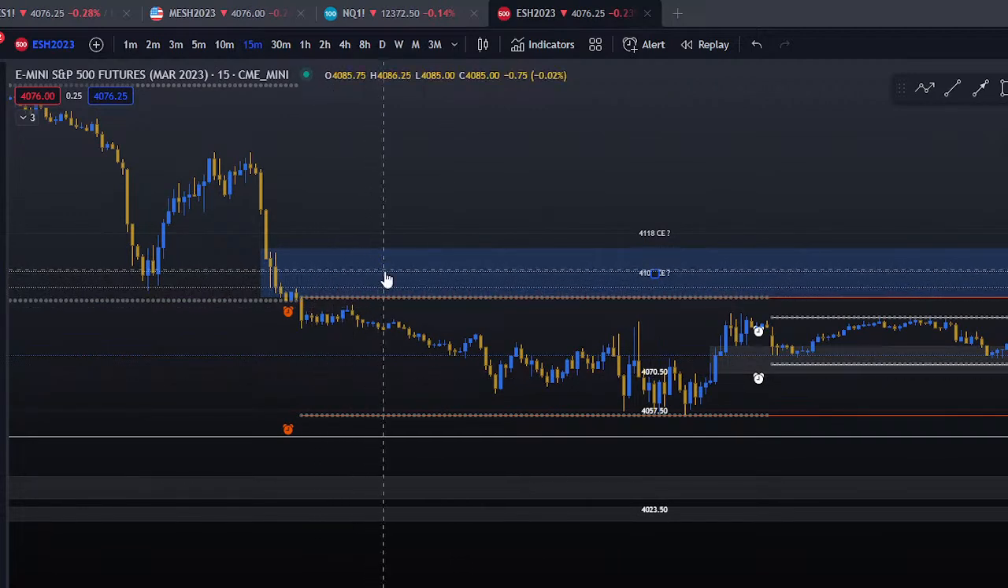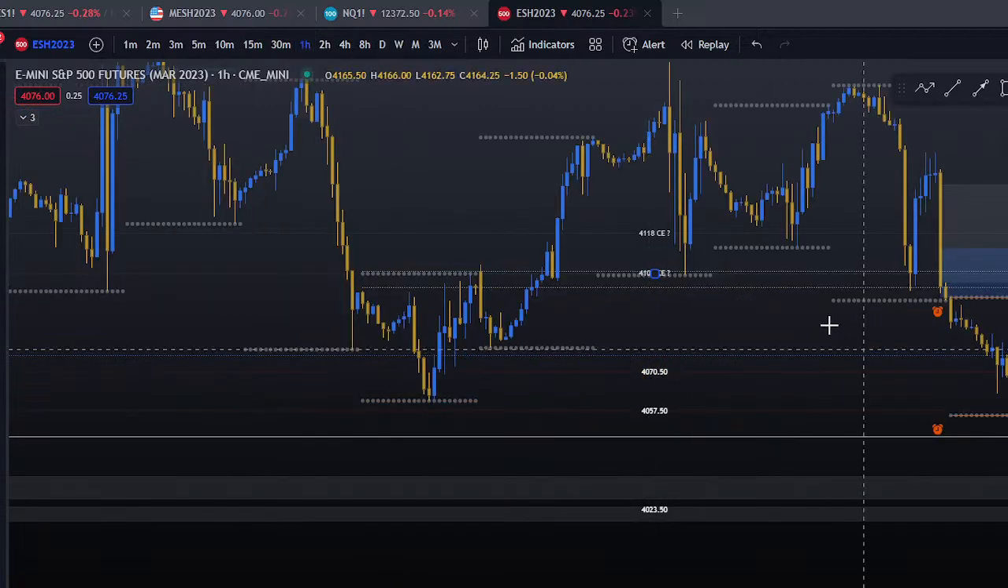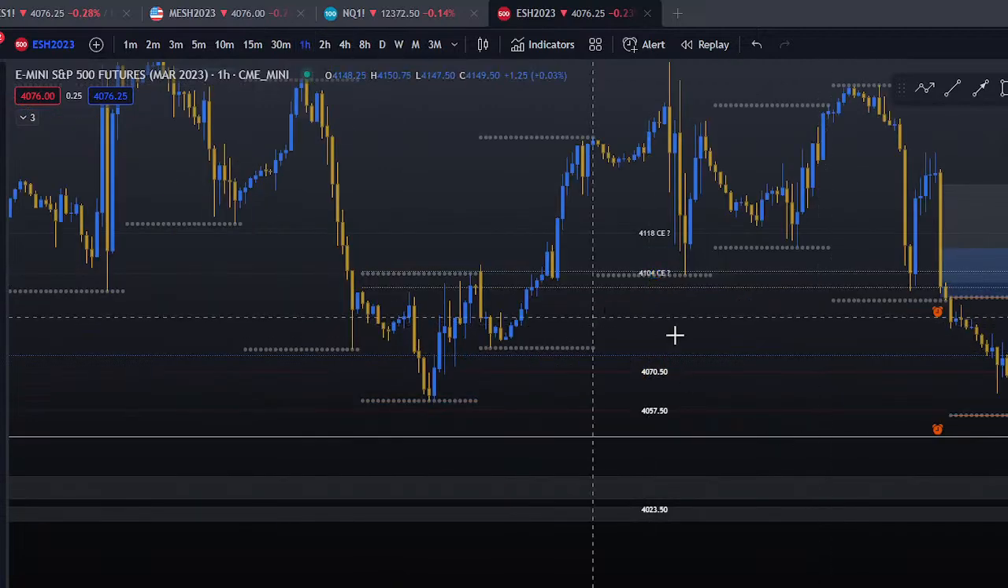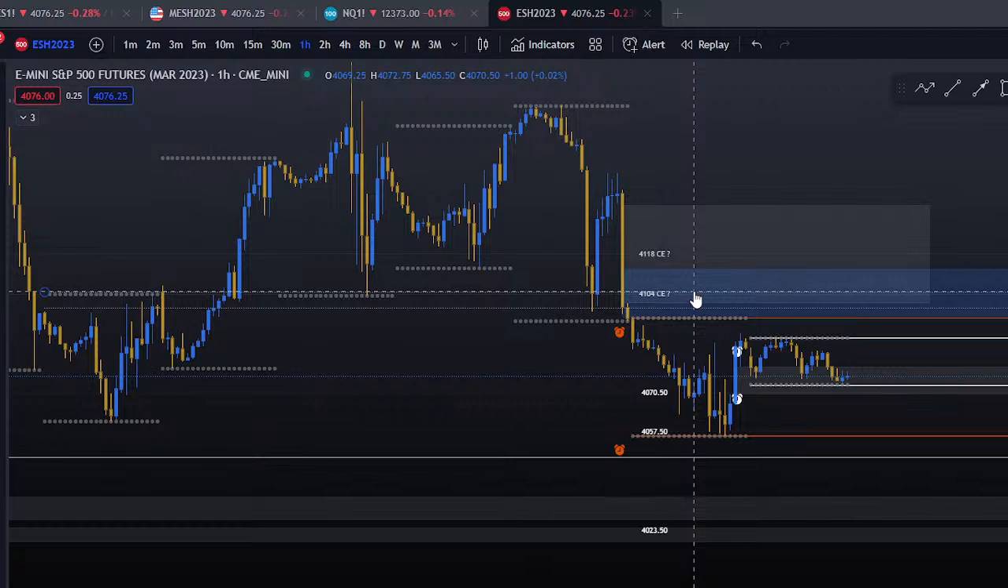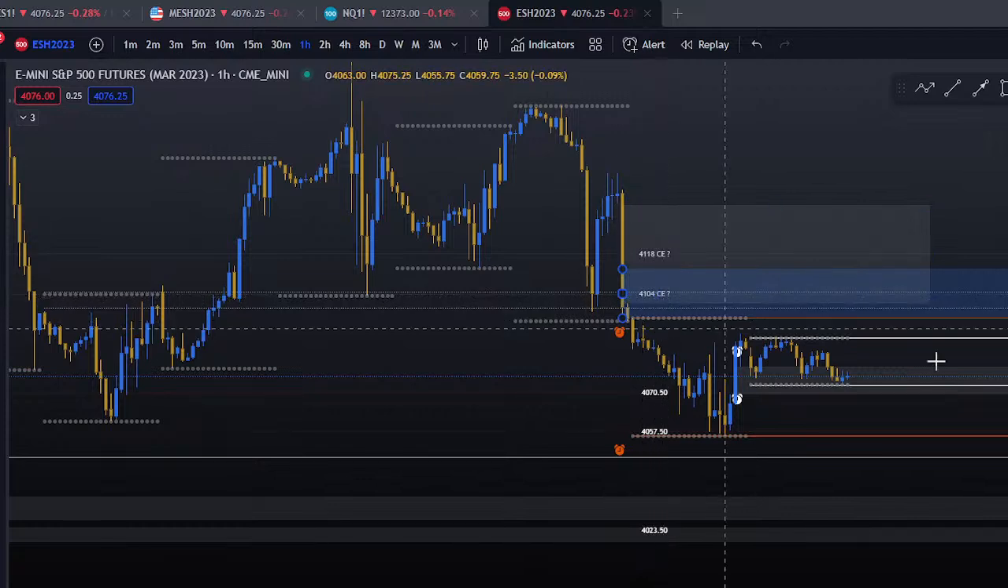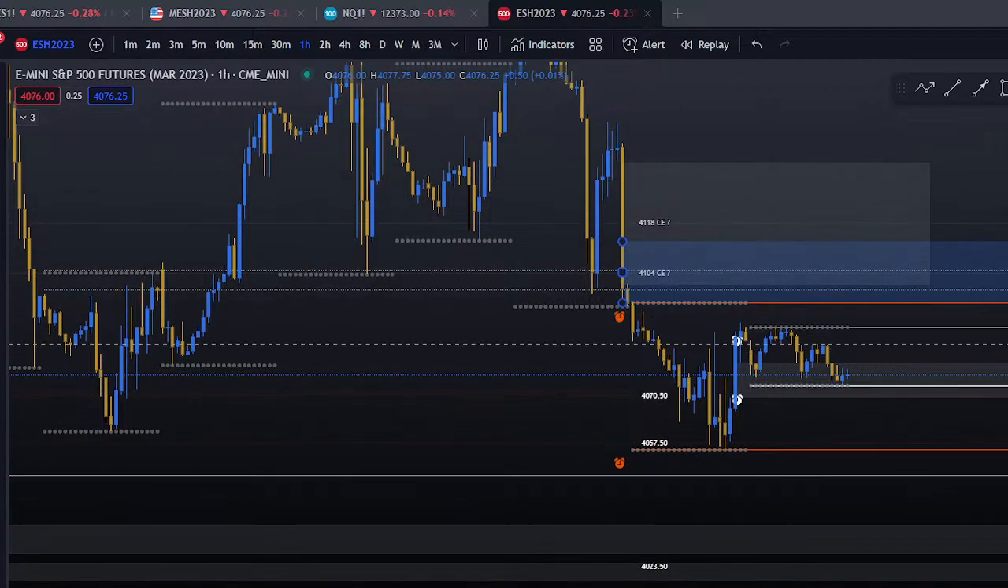I'm trying to see what made me put that there, but that's another level. 4104 is another level that I'm looking at. I'm trying to remember why I put the 4104. Oh, that's the middle of the daily gap. Yeah, I almost forgot. 4104 is the middle of the daily gap, but this daily gap is not that big.